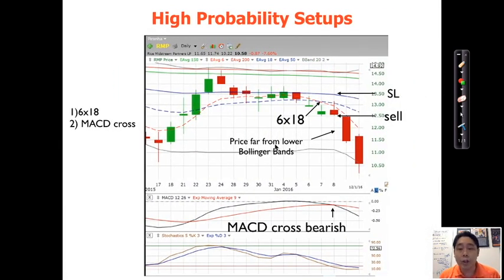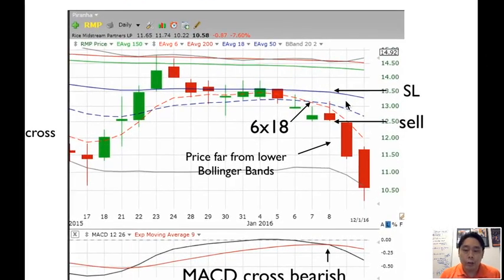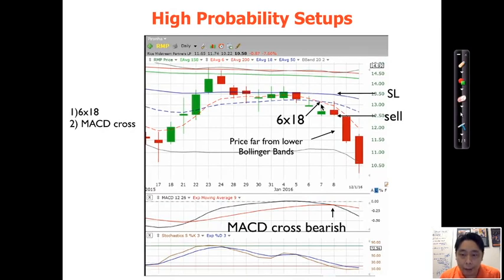Here's another one. Now here's a short setup. Okay, we're going short. On the 7th of January, the 6 EMA crossed below the 18 EMA, and the MACD crossed bearish on the 8th of January, so it was a 1-day buffer. Like I said, you can give a 1-day buffer, but more or less it should be happening at the same time. So 6 has crossed below 18, MACD has crossed, both at the same time. Okay, so we have that swing low candle right at that cross.